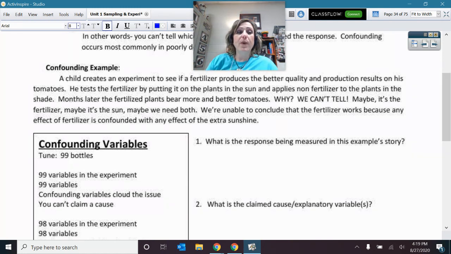Okay. So what happens is months later, the fertilized plants, the ones over here, had much better tomatoes and more tomatoes. Why? Well, we can't tell exactly why. Maybe it is the fertilizer. Maybe the fertilizer made them do better. But you know what though? Maybe it's the sun. These had sun, those didn't. Okay, we're not sure. So we are unable to conclude that the fertilizer works because any effect that the fertilizer has is confounded with the effect of that extra sunshine.